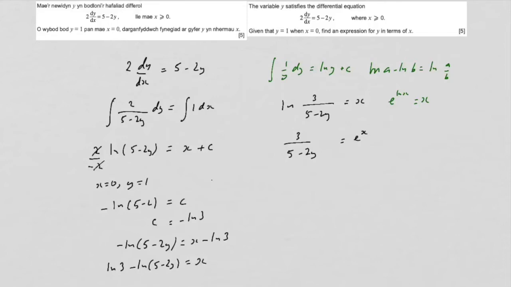Now if we invert those, we get 5 minus 2y over 3 equals e to the minus x, since 1 over e to the x is e to the minus x. So 5 minus 2y equals 3 e to the minus x. Subtract the 5 from both sides and times everything by minus 1 gives us 2y equals 5 minus 3 e to the minus x. And then finally y equals a half of 5 minus 3 e to the minus x. And we're done.